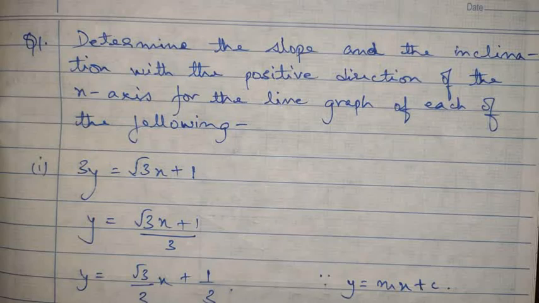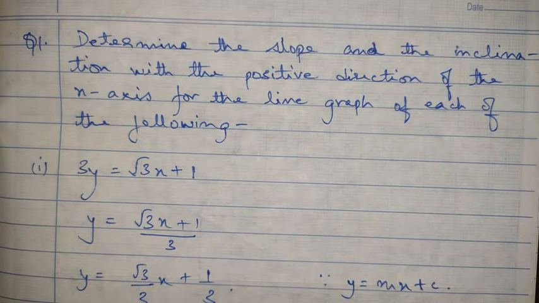Good morning, children. This week I'm continuing the previous topic of coordinate geometry, and this week we are going to study how we can find the solution of any two linear simultaneous equations graphically, and we are also going to learn how we can find the slope, angle of inclination, and the y-intercept.